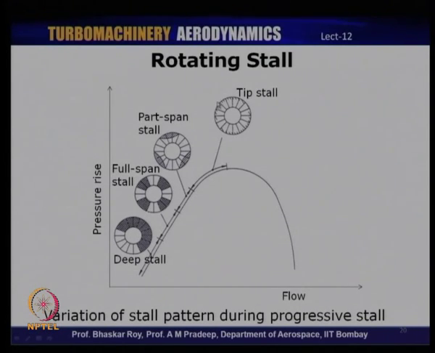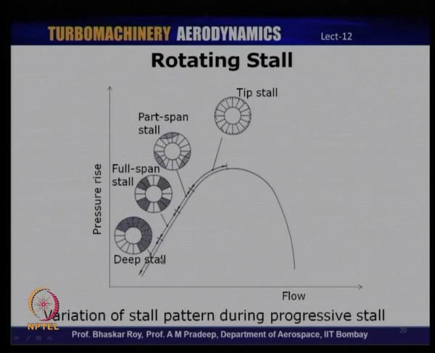Just to mention here, in most of the compressors that we encounter, stall is initiated from the tip of the blade, which is referred to as a tip critical rotor. Of course, there are exceptions where stall could also be initiated from the hub, but those are relatively rare. So, as you enter into the negative slope of the compressor characteristic, we have stall being initiated from the tip, and as we progress further down, we have part span stall, multiple stall cells, and then this extends to full span stall, and then of course we go into deep stall where a large fraction of the annulus has stalled flow. So, this is typically how a progressive stall would evolve and develop.